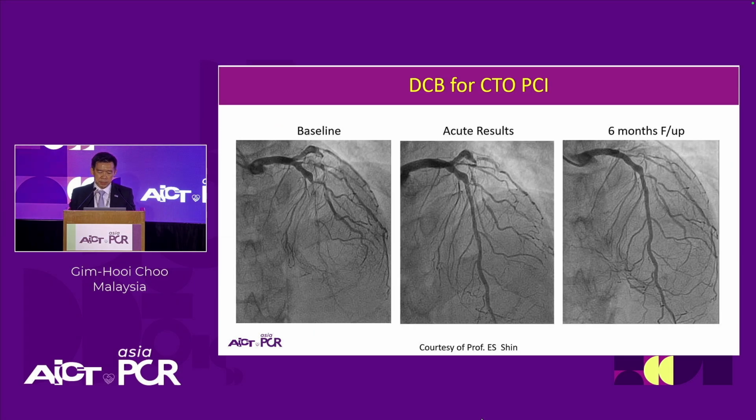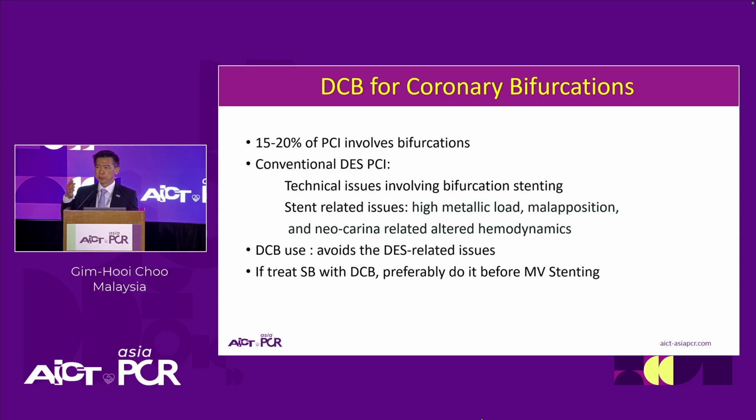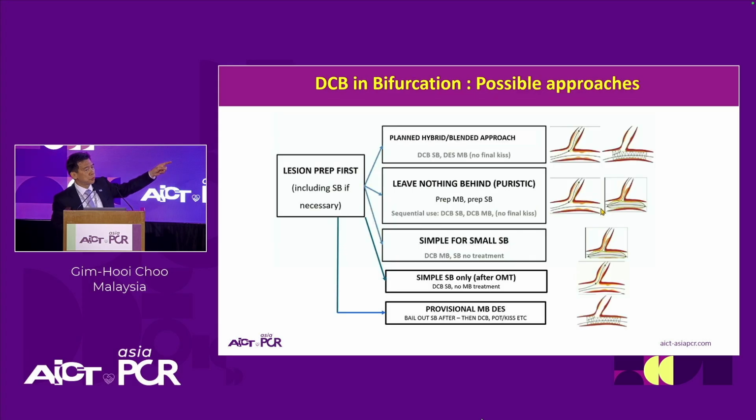CTOs is another application. We have no time to go through, but it's something that you want to consider. Bifurcation is also one big area that we are looking at, especially for the use of DCB in a side branch. You avoid all the technical issues, especially with the complex bifurcation in terms of recrossing with wires, kissing balloon, and so on. If you have to treat the side branch, you treat the side branch first before placing a stent across the main vessel.